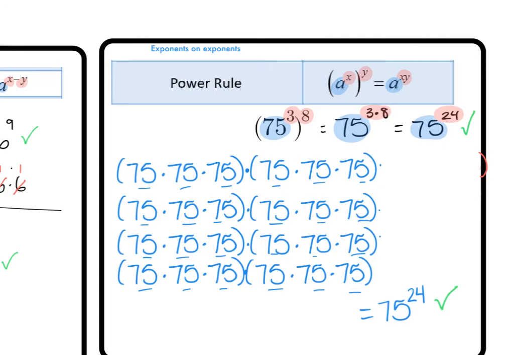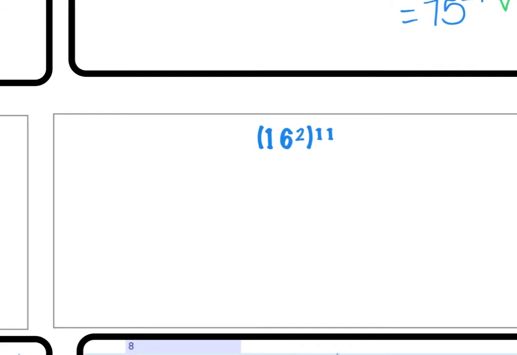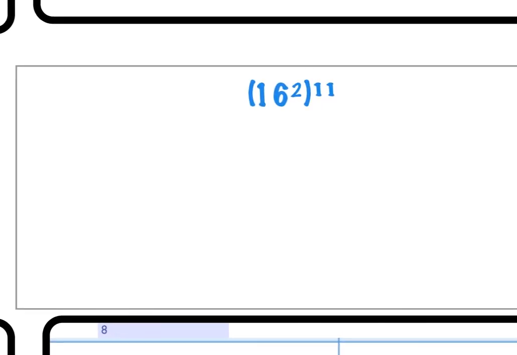Just so you know, in math, usually we use one example to prove that it works, but there are also many ways that they have proven that it works for every single number. And so you could do an example and try to disprove it all you want, but you will always end up seeing that it works. All right, here's your example. Go ahead and pause it and do the problem.